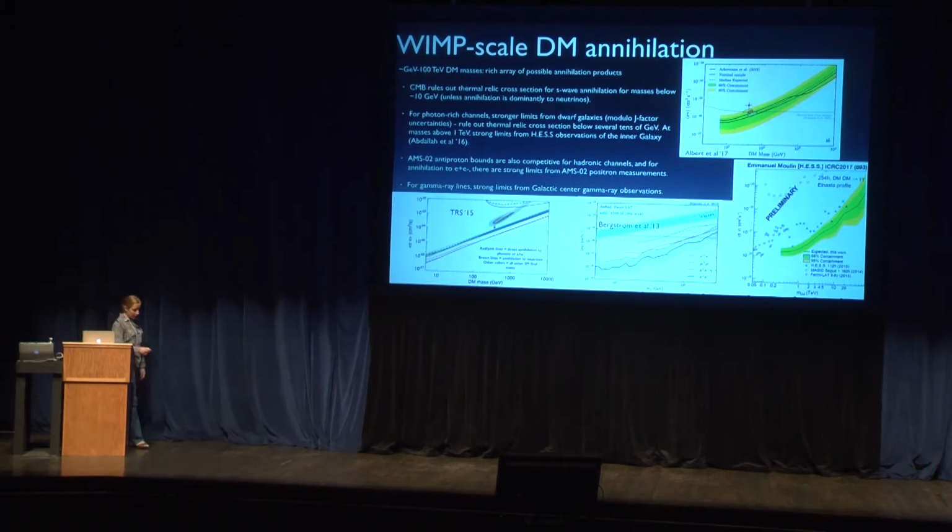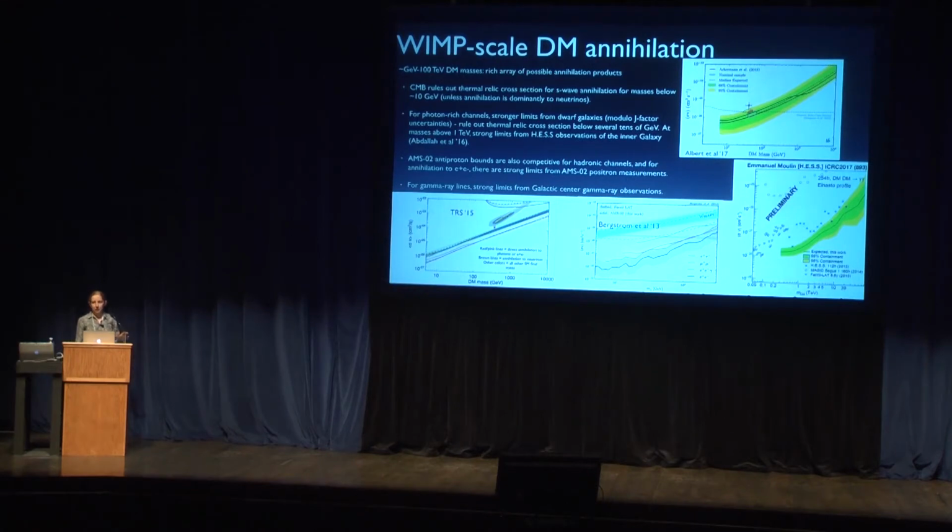The CMB constraints that I showed you earlier continue to rule out thermal relic cross-sections for masses below about 10 GeV, but above that point, those constraints can no longer limit thermal relic dark matter. So for photon-rich channels, you get significantly stronger limits than CMB from looking at dwarf galaxies. This plot on the right shows a recent analysis by the Fermi collaboration of dwarf galaxy limits. That's the black line. You see that it crosses this dashed line, which is the thermal relic value.